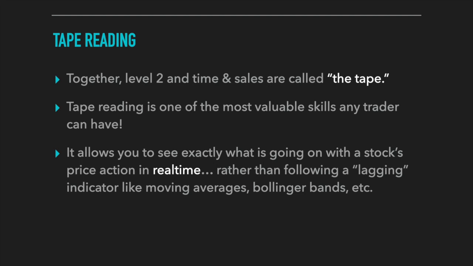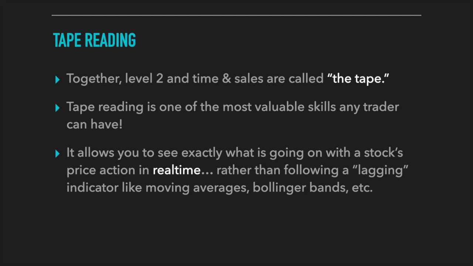And that's going to put you at a big advantage over someone that's just using lagging indicators, for example, like a moving average or Bollinger Bands. And the reason that those are considered lagging indicators is because they're using past data, and when you're looking at the tape, it's telling you exactly what's happening at the very moment rather than using past data.